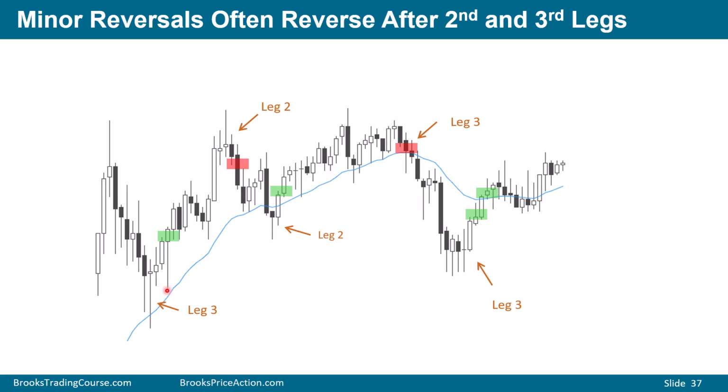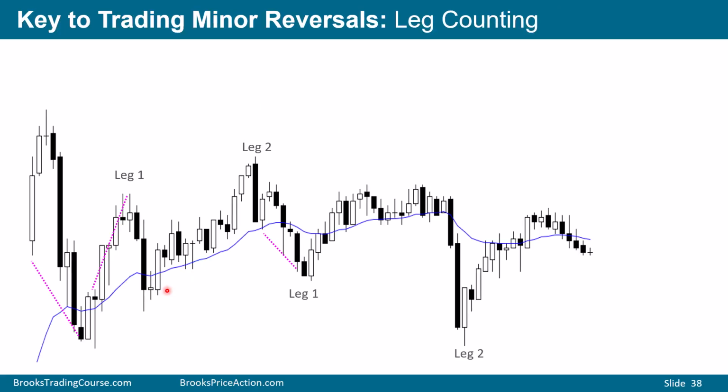The key point to understand is that it's very common for minor reversals to reverse and go the other direction after 2 and 3 legs. This means that if you're in a trading range and you see 2 legs down or 2 legs up, the risk increases that you're going to get a reversal.